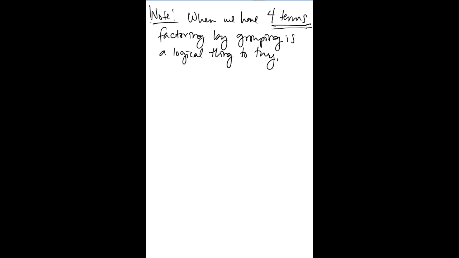But for now, if you ever see 4 terms in the thing you need to factor, factoring by grouping is a logical thing to try after you've checked for any common factors, because factoring by grouping precisely involves grouping 2 terms together and another 2 terms together, and then trying to pull out the greatest common factor. So if you've got 4 terms, it looks like that sort of approach might work well. Okay, now let's think about what happened to the pattern in example 2. We'll start a fresh page for that.